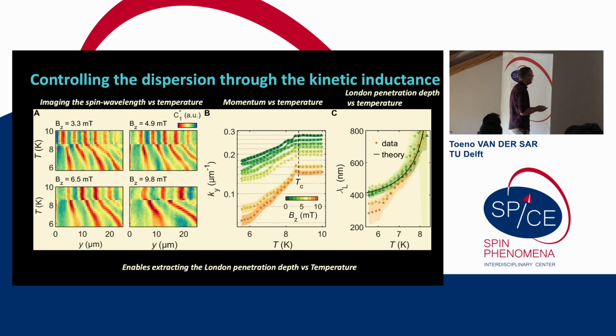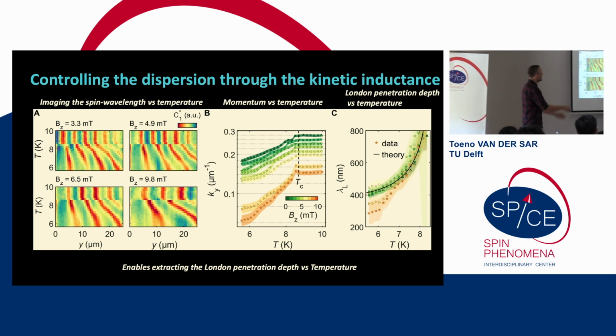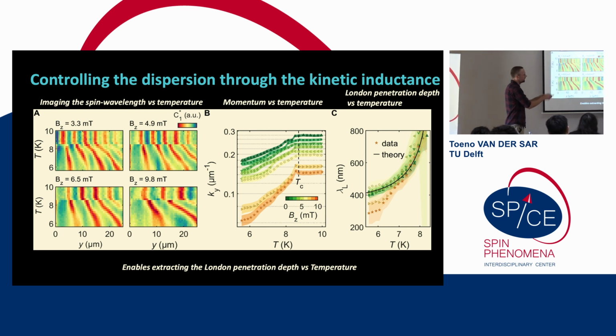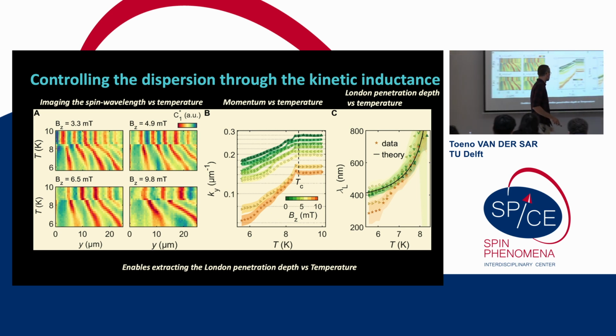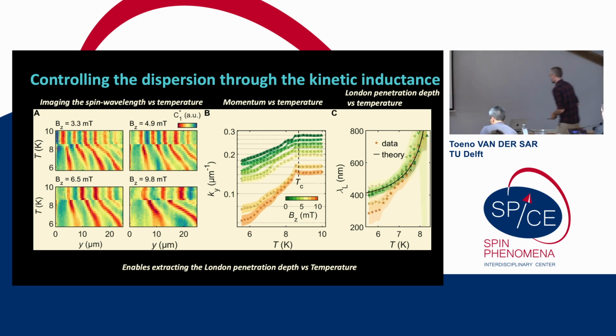So what we do is we analyze here the wavelength as a function of temperature. We extract the momentum as a function of temperature for all these different magnetic fields. Then, using a theory, we can convert that to the London penetration depth. We can really see how it depends on temperature. So it becomes small at low temperature, it diverges close to the critical temperature. It's a nice visualization of the London penetration depth.